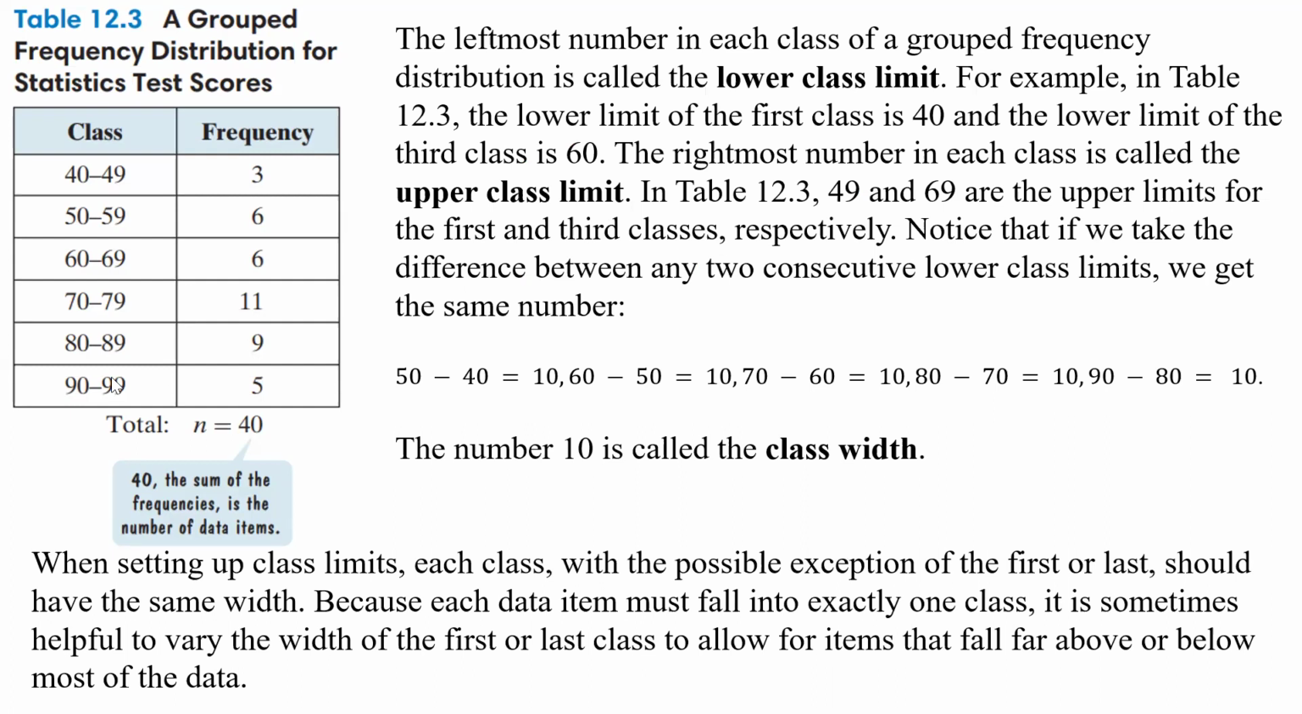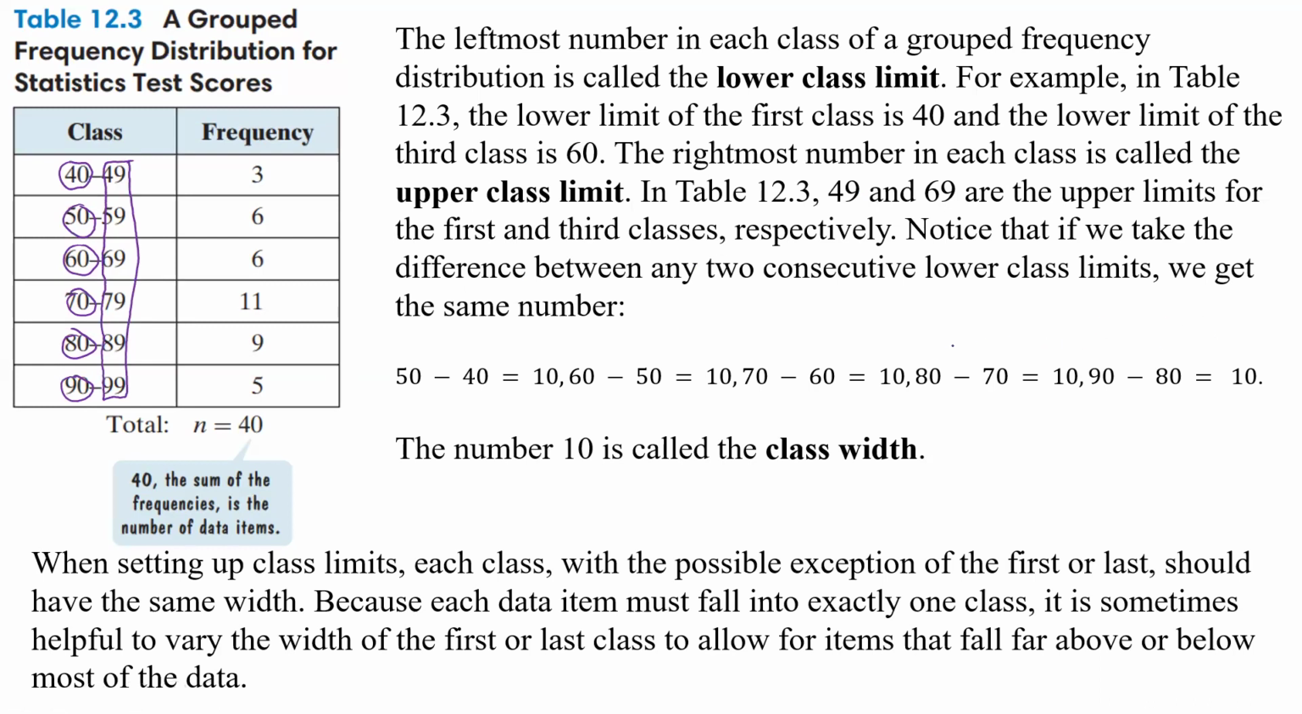Okay. Now, the leftmost number in each class of a grouped frequency distribution is called the lower class limit. So in this case, the lower class limits are the ones here on the left. So, this one, this one, this one, this one, this one, and this one. And then the rightmost one is going to be the upper class limit. So we'll just put a box around all those. Those are all the upper class limits.